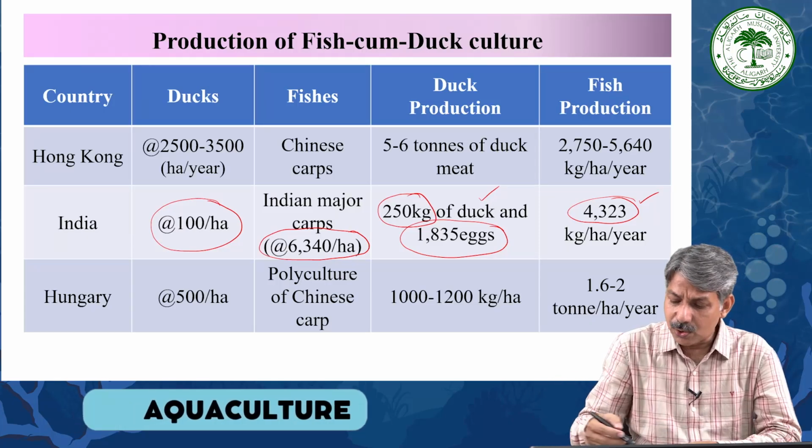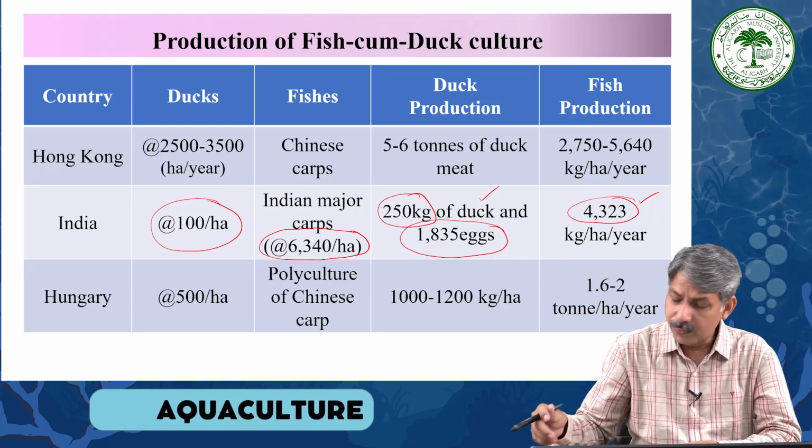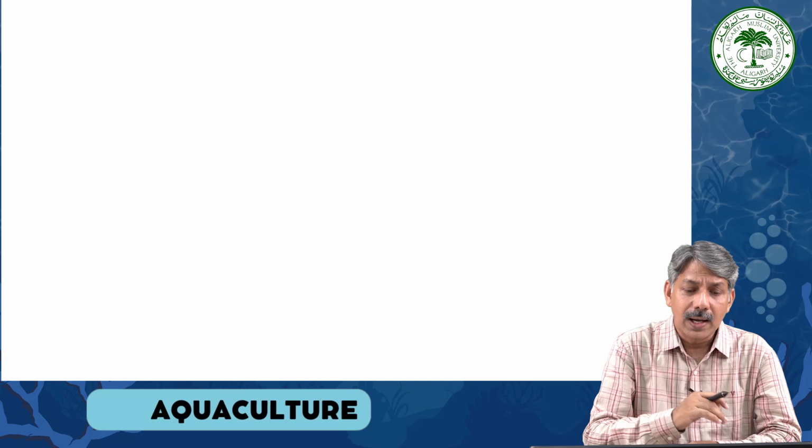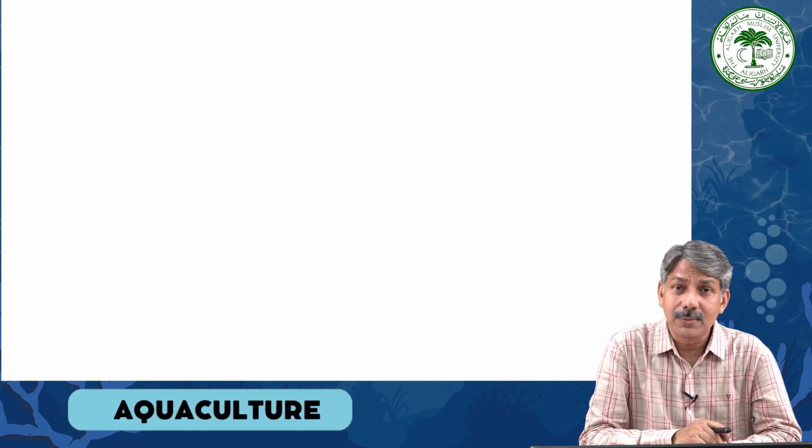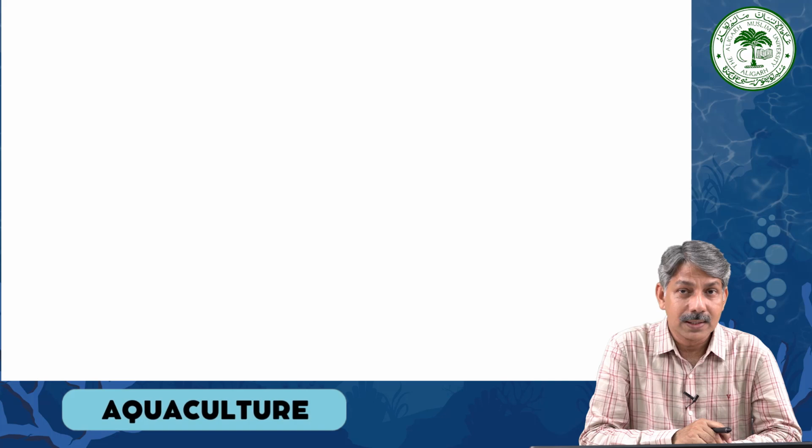In other countries also, people have shown how things move. And that's all about duck cum fish culture, the first example of integrated fish farming. In the next lecture, I will provide you another good, very interesting example.